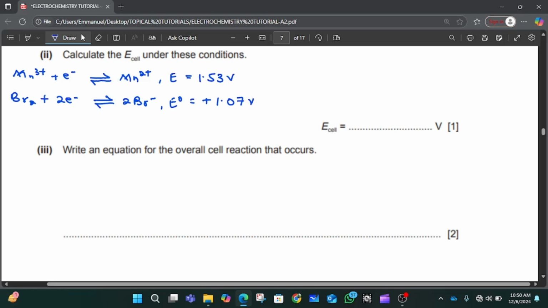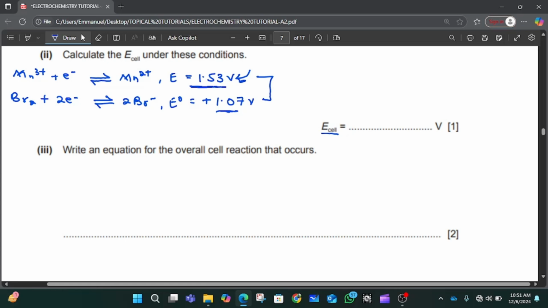II. Calculate the E of cell under these conditions. The electrode potential of the cell can be calculated by adding the electrode potential of these two half cells together. And to do that, we can see that the electrode potential of the Mn³⁺ to Mn²⁺ half cell is more positive than this value. We got this from I above because this is the non-standard half cell. So we calculated this in I above.